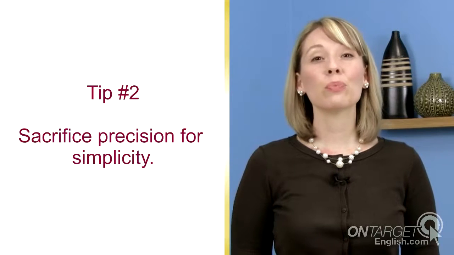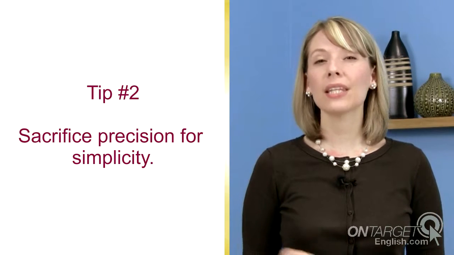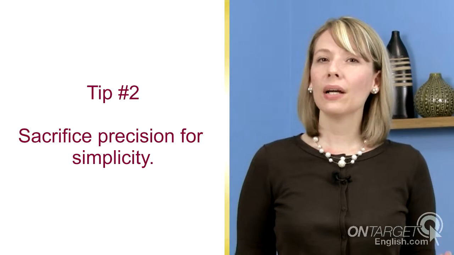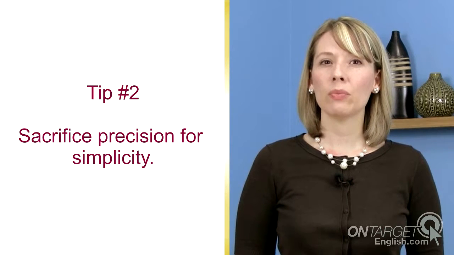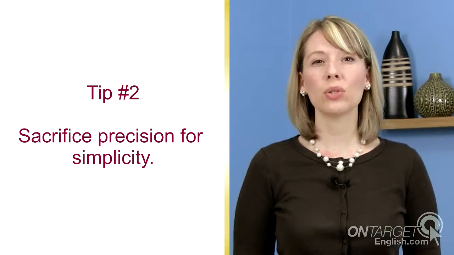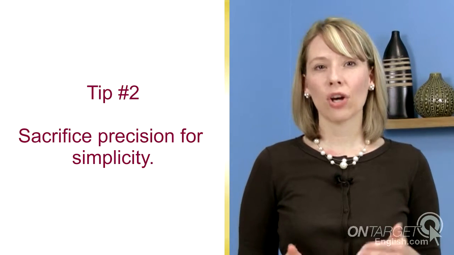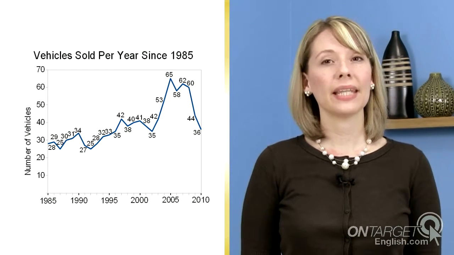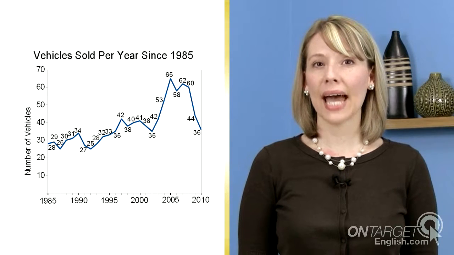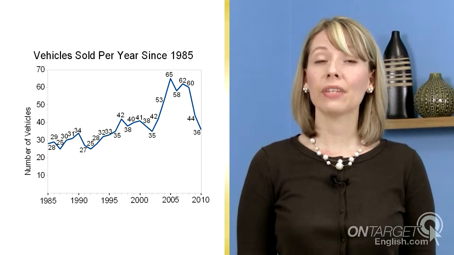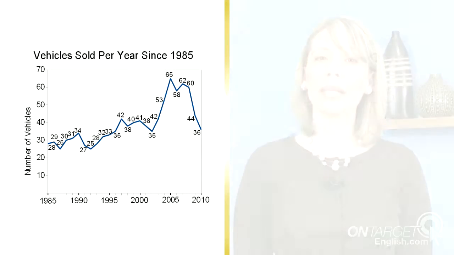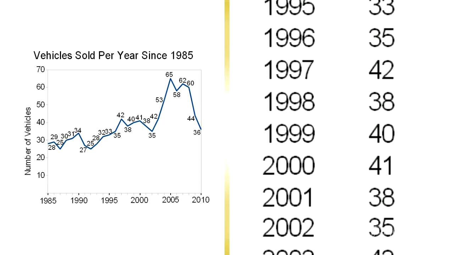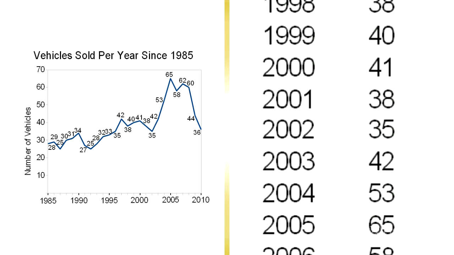Second, sacrifice precision if necessary for the sake of simplicity. We nullify the ability of the mind to absorb information quickly through a visual display when we make a chart like this one. The value labels add precision, but they defeat the purpose of displaying data with a line chart. If the numbers are necessary, include them in a table, either instead of or in addition to the line chart.